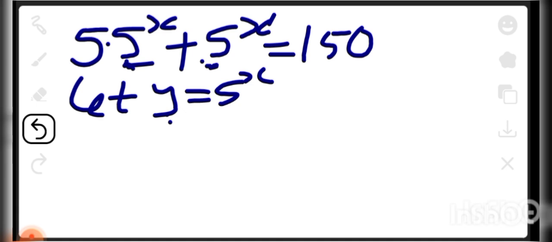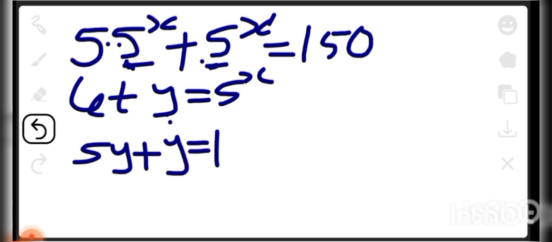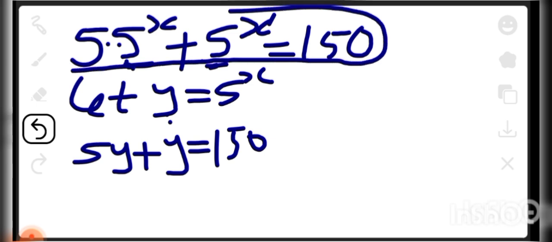So anyway, see 5 raised power s, first of all put y. We're going to have 5y plus y is equal to 150. So check what you're having: 5y plus y is equal to 150. Is that not a simple equation? This is actually an initial equation, a form of a simple equation. But if you don't substitute something to that indices, you will not actually know what you are doing.